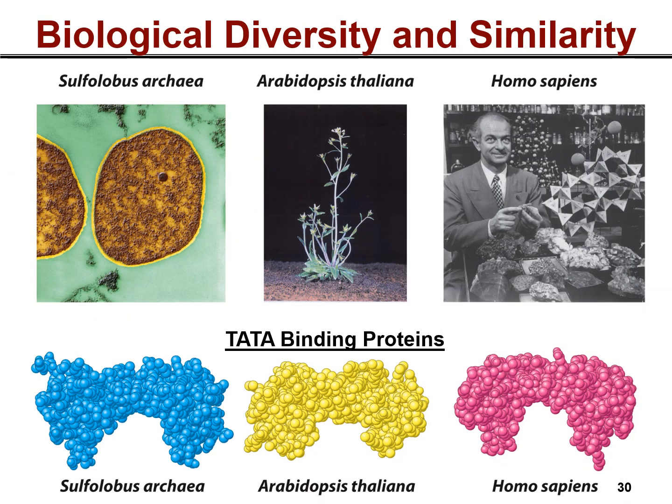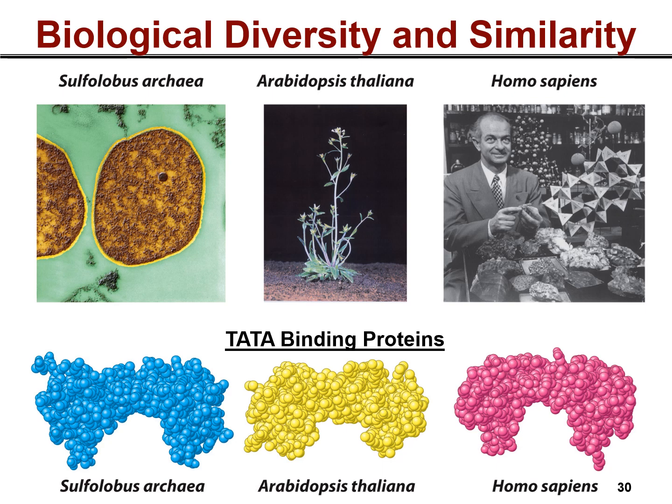Now, if you look at the top of this figure, what we've got are a couple of different organisms. We've got Sulfolobus archaea, Arabidopsis thaliana, and we've got Linus Pauling, Homo sapiens. Now, these organisms are radically different from one another. All of these organisms undergo replication, transcription, translation, and duplication. Now, these organisms look so radically different.